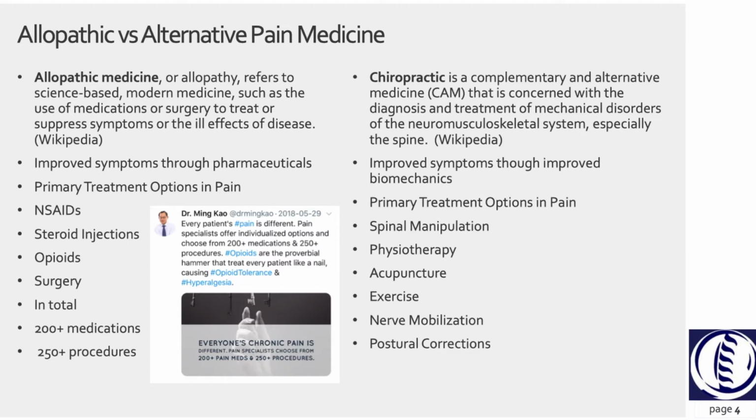To compare our pain treatment options, we have allopathic medicine or medical doctors and alternative pain medicine or chiropractors. Allopathic medicine refers to science-based modern medicine that uses medications or surgery to treat or suppress symptoms. Typical treatments include NSAIDs like Tylenol or Advil, steroid injections, opiates, or surgery. Dr. Ko from Stanford Medicine says that there's over 200 different medications that can be used and over 250 procedures.